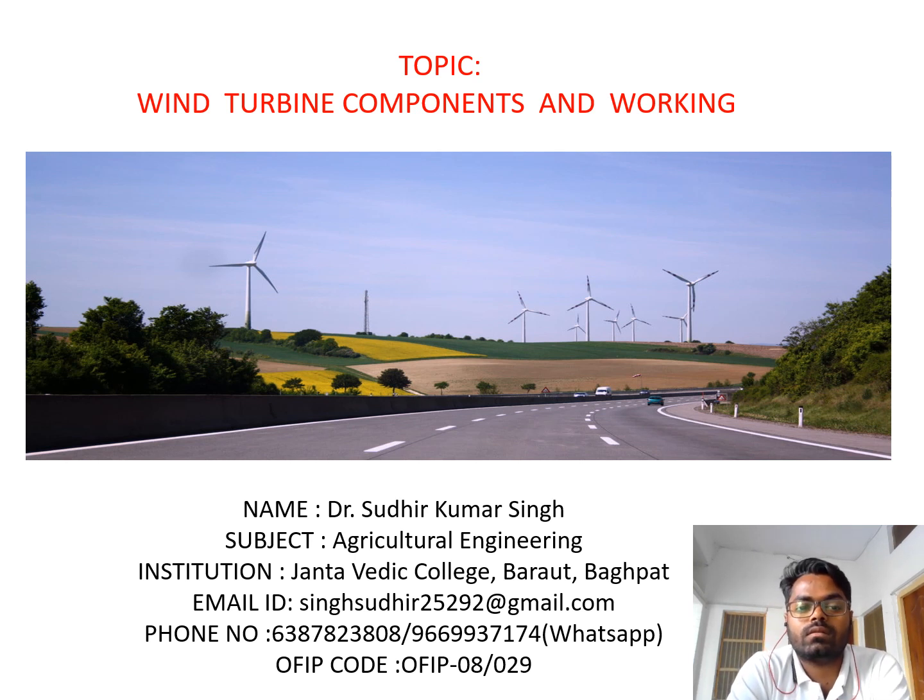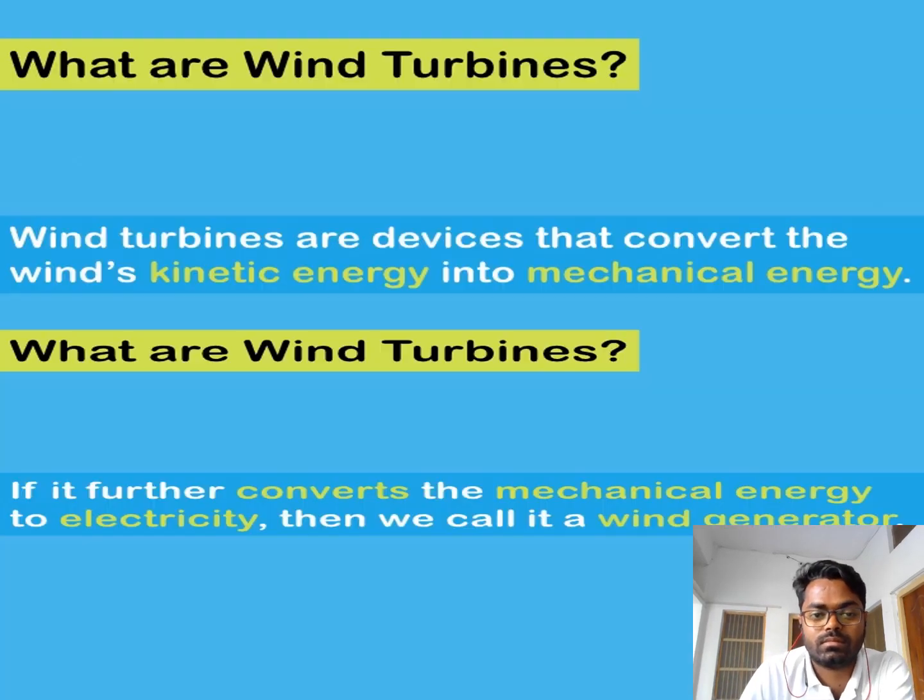Today I will explain the importance of the wind turbine and how it works, what its benefits, limitations, and applications are in modern times. First of all, we discuss what a wind turbine is. A wind turbine is a device which is used to convert kinetic energy into mechanical energy. And then this mechanical energy is converted into electricity by using a wind generator.